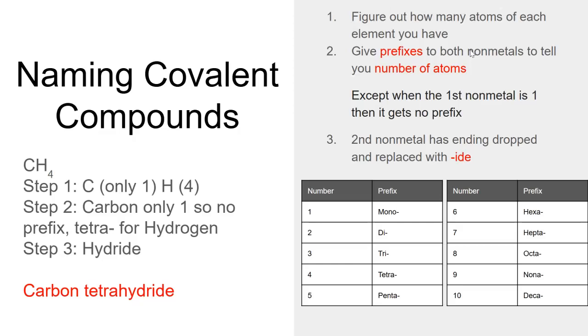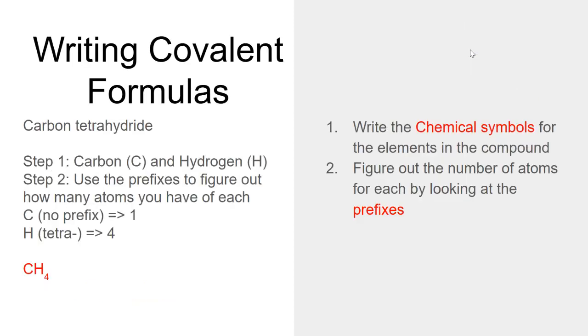If we look at CH4 and we follow our steps, so step 1, C has no number next to it. That means there's only 1 carbon. H has a 4 next to it, so that means there are 4 hydrogens. Let's assign our prefixes. Normally, 1 would be mono, but since carbon is the first element, it doesn't get a prefix. The prefix for 4 is tetra, so we're going to put tetra with our hydrogen. We drop the end, replace with "-ide", and you get our covalent compound name, which is carbon tetrahydride.